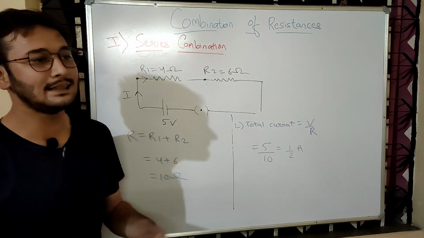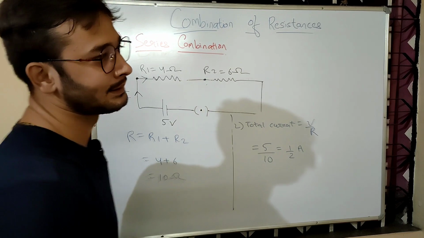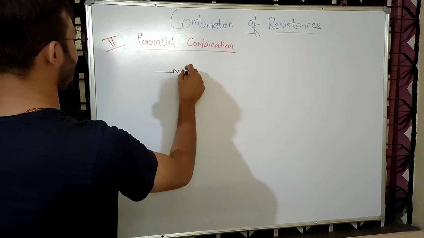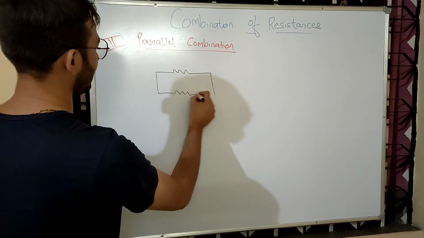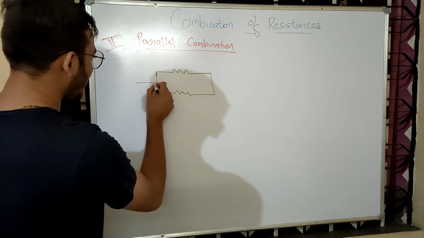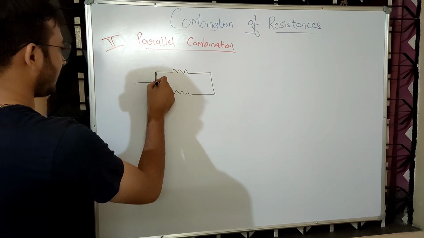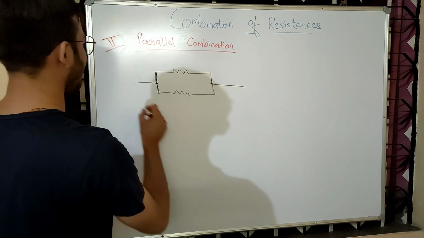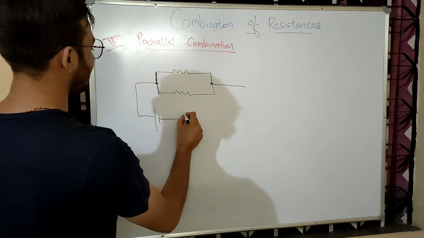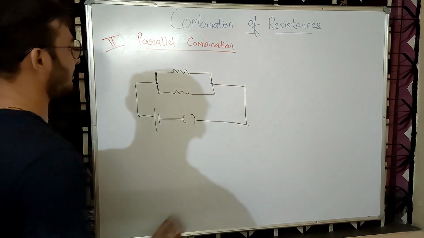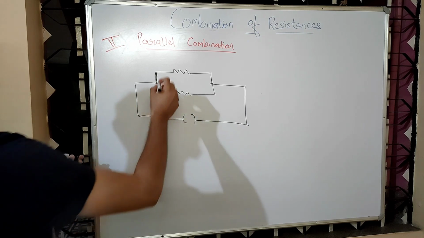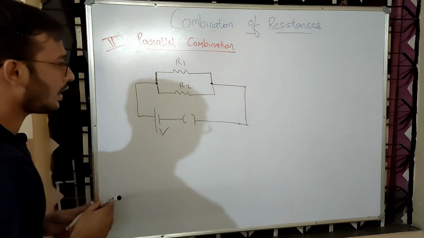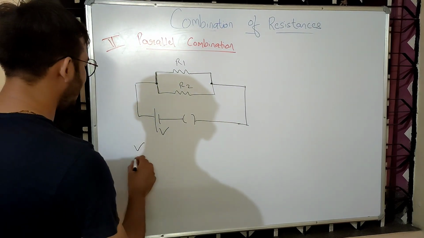Now moving on to the next, that is parallel combination of resistances. So what is parallel combination? Two resistances are to be connected such that the starting point of both is the same. See, this starts at this point and this also starts here, and the ending point of both is also the same. Then we say that the resistances are connected in parallel. So this is say R1, R2. This is potential difference of the battery. Now again we just have to find V, I, R.